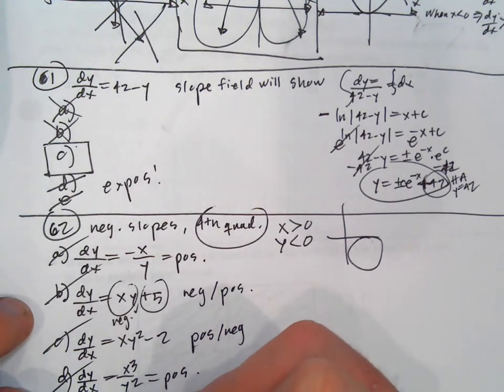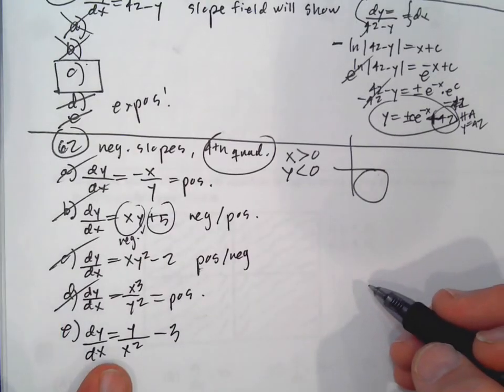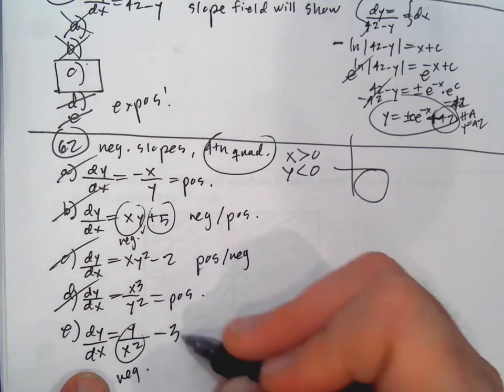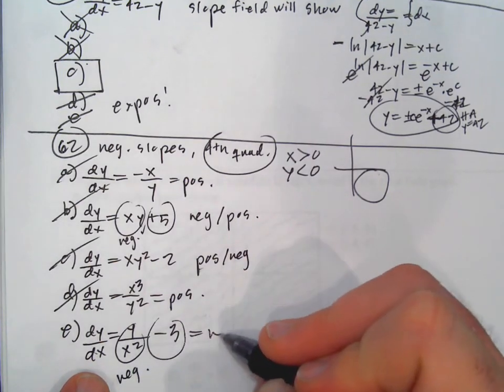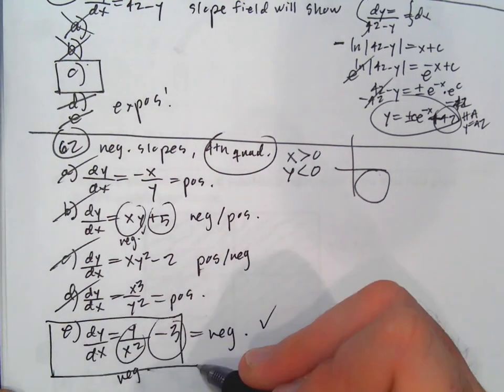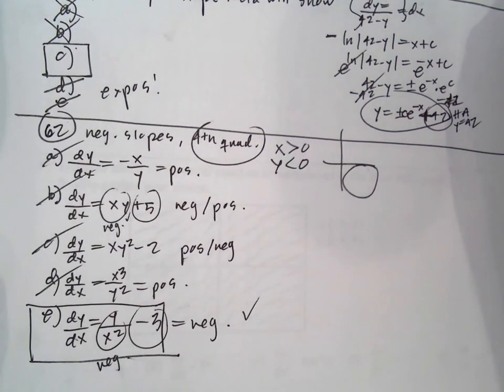And then this one, y is going to be negative, x is positive, squared is still negative. This is for sure always negative. And then we're subtracting, so this is for sure always going to be negative. That's the one. So you can narrow these down without sketching all these slope fields. You can find the answers. All right, that's it.